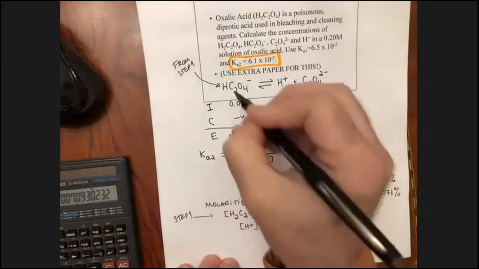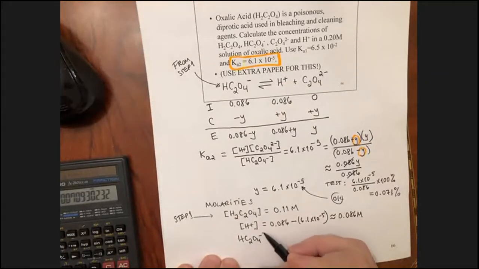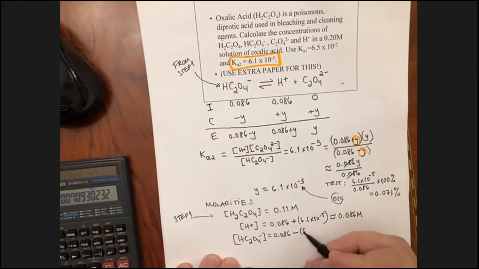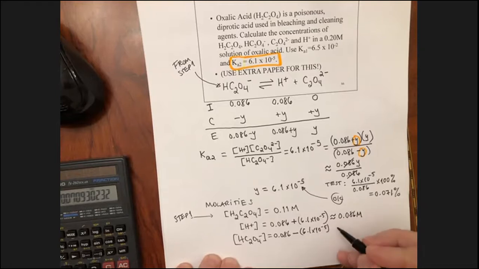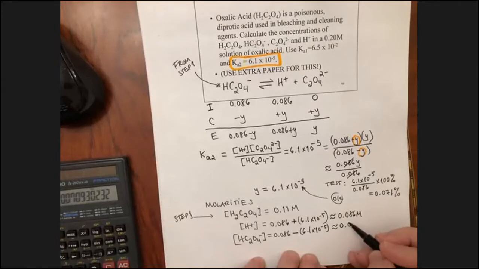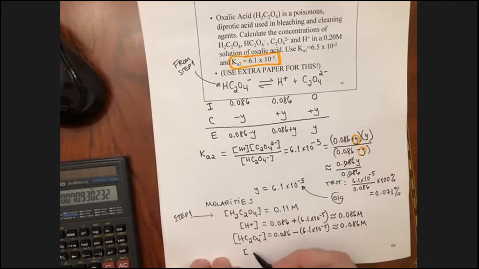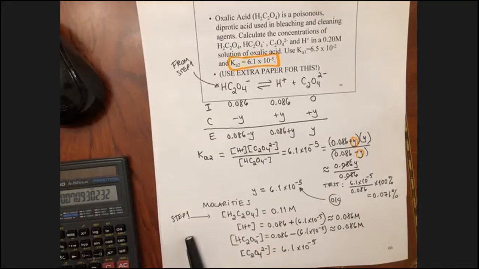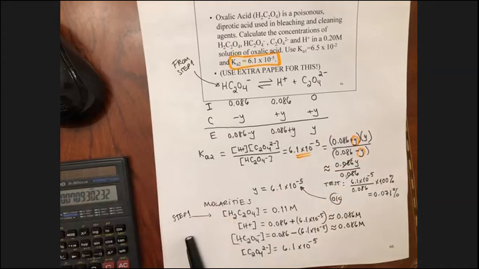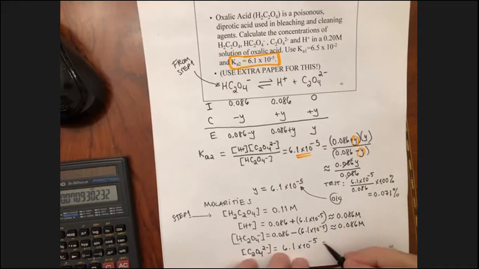You can say the same thing about our other ionization. I'm sorry. I made a mistake here. This would be minus 6.1 times 10 to the minus 5. But again, that difference is negligible, so this stays at 0.086 molar. And the last guy that we had here was the oxalate ion. And we said its concentration was 6.1 times 10 to the minus 5. Which, you notice, right? That is actually the value of Ka2. In other words, this is really numerically equal to the value of the constant.